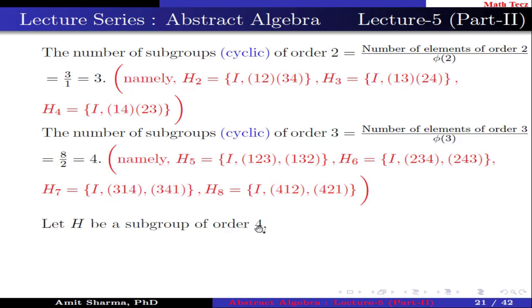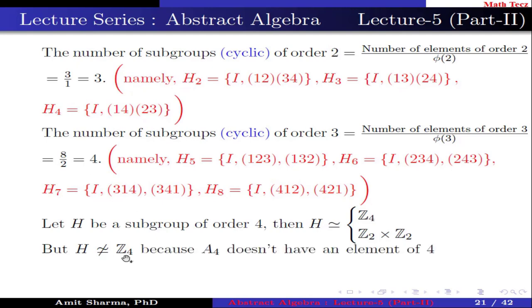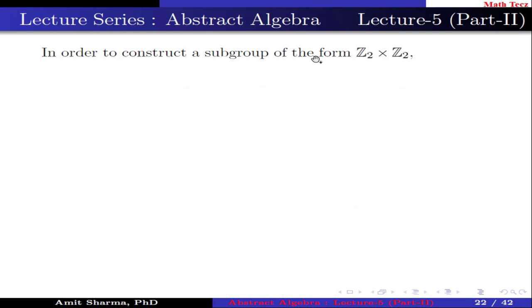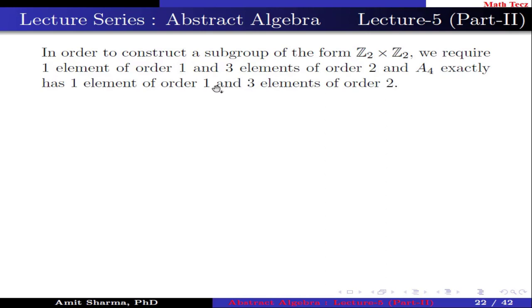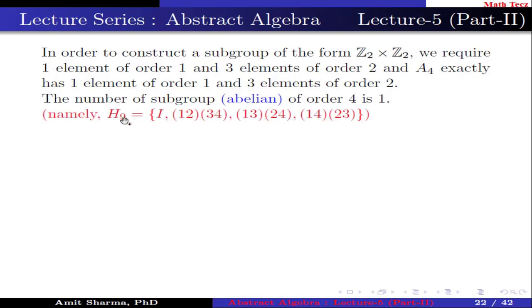Let H be a subgroup of order 4, then H is either isomorphic to Z4 or isomorphic to Z2 cross Z2. But H is not isomorphic to Z4 because A4 doesn't have an element of order 4, implies H is isomorphic to Z2 cross Z2, implies H is an abelian subgroup. In order to construct a subgroup of the form Z2 cross Z2, we require one element of order 1 and three elements of order 2. And A4 has exactly one element of order 1 and three elements of order 2. The number of subgroups of order 4, which is abelian, is 1. And the subgroup is H9 containing the elements identity, (1 2)(3 4), (1 3)(2 4), (1 4)(2 3).